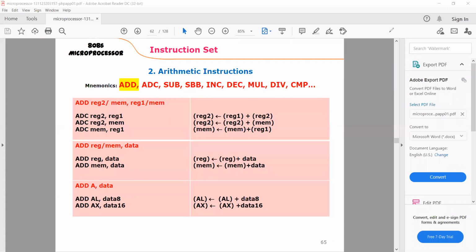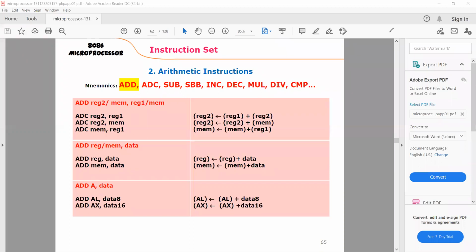In today's class, we will discuss the next category of instruction set, that is arithmetic instructions. In the previous class, we discussed the first category, that is data transfer instructions, and we will continue with the second category, that is arithmetic instructions.